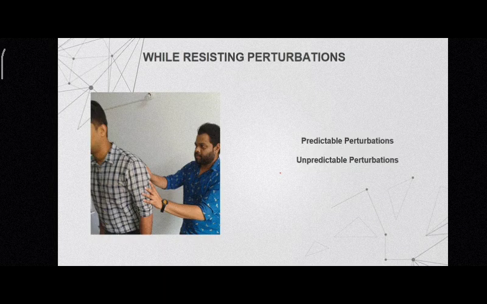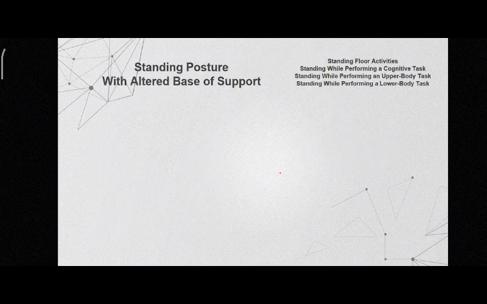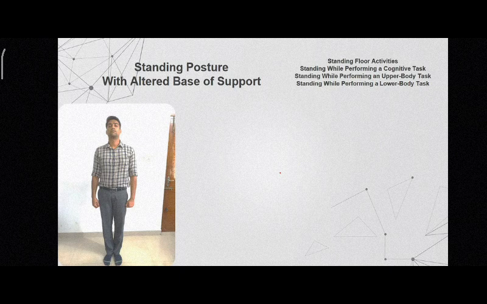First one is predictable, that I will say to the patient, so sir, I am going to push you from the left side, you have to maintain the balance. Then I will push you from the back, you have to maintain the balance. Make sure that they don't fall. Second is unpredictable, in which you ask the patient to close their eyes and you may push from back or left or right, and then they have to maintain the balance. So these are resistance exercises.